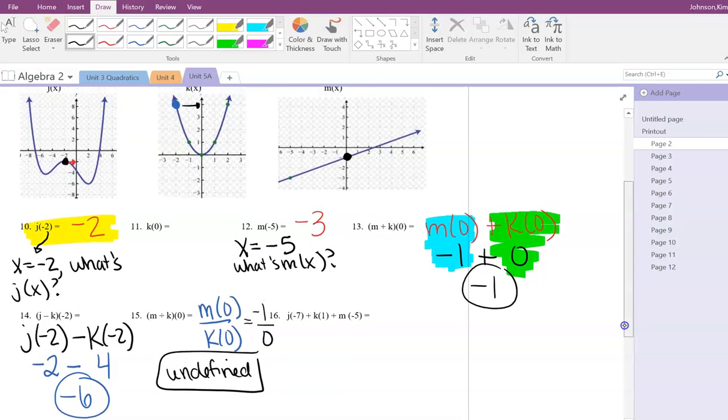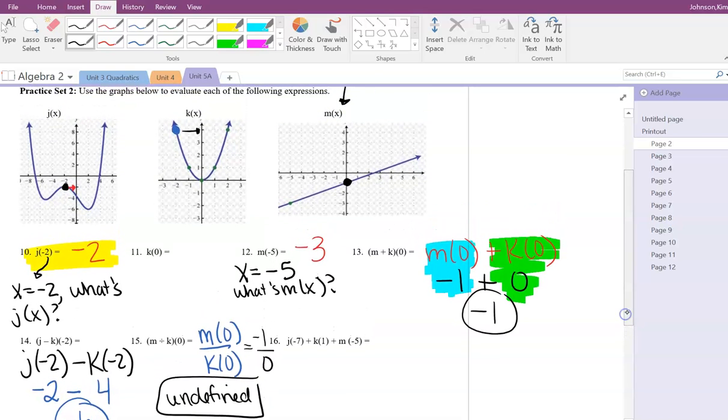All right, that's it for our part 1 notes. Actually, we'll go through number 16. We have a little bit of time, may as well, right? So j of -7 plus k of 1 plus m of -5. Okay, so we're going to find j of -7 first. If you want to pause the video and see if you can do this on your own, that'd be awesome.